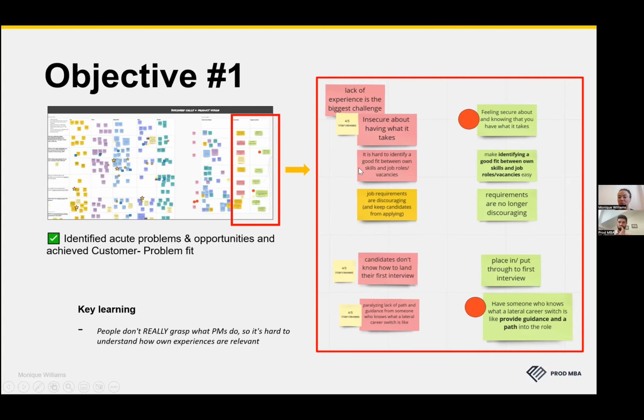So many people said that it is really hard to identify a good fit between your own skills and the job vacancies, but also more specifically between the multitude of different product management roles that there are. They also demonstrated that they are very insecure about actually having what it takes. And that might be linked to the job requirements that are very discouraging, especially because they are super demanding. So I actually talked to one person who had over 20 years of experience in UX design and had founded his own business. And still, he was very unsure if he had what it takes, if he could deliver, could do a good job as a product manager.